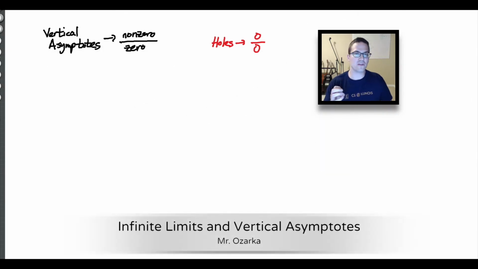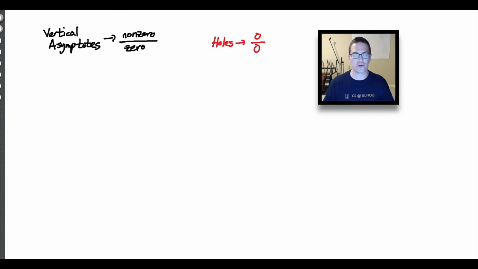Alright, so this is going to be a video that basically shows the relationship between infinite limits and vertical asymptotes. Before we really start, I want to review what vertical asymptotes are. A vertical asymptote is basically any time that you have a non-zero over zero. I wrote that here: we have a non-zero over zero for vertical asymptotes.